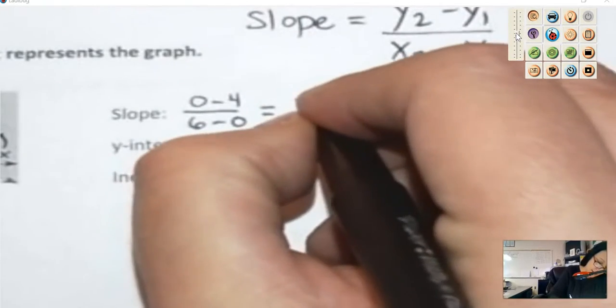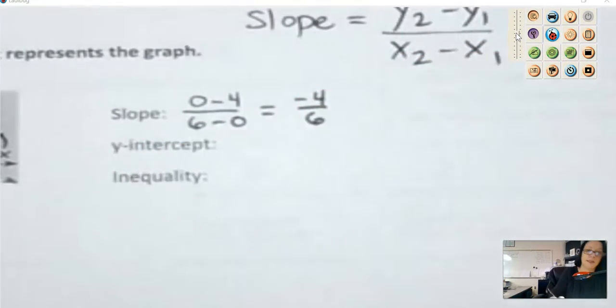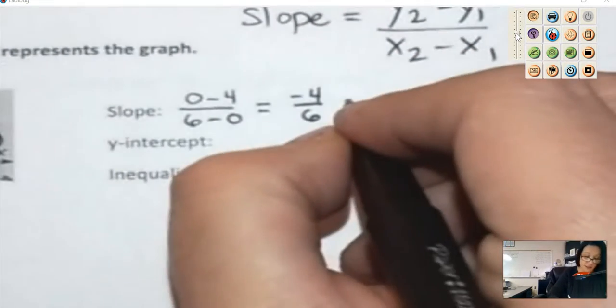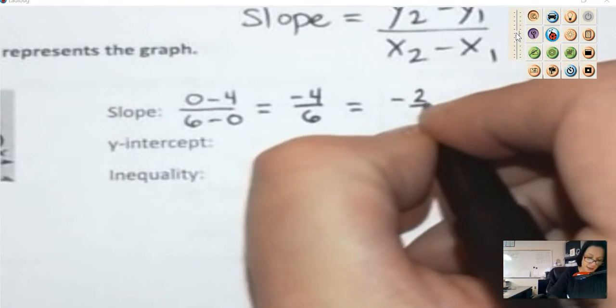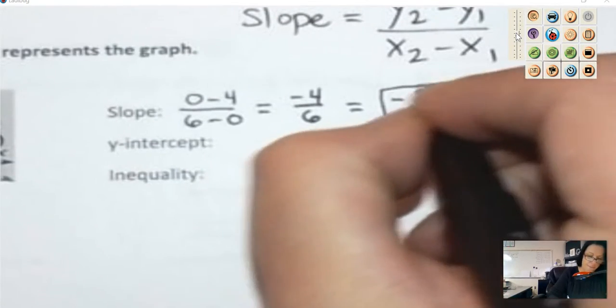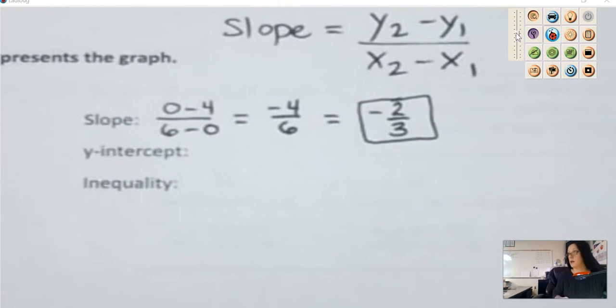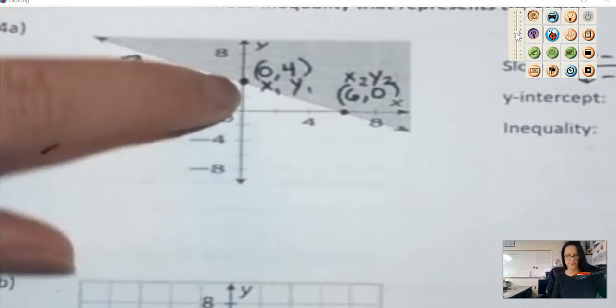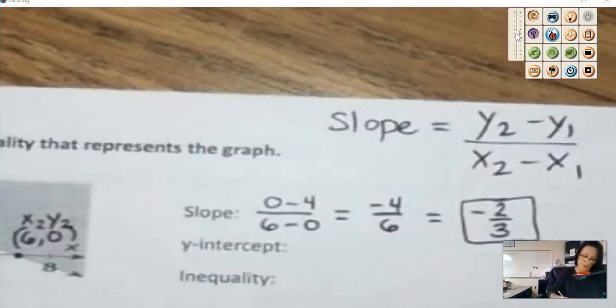0 take away 4 is negative 4. 6 minus 0, 0. Negative 4 over 6, that can be reduced. Negative 2/3 is the slope. And then the y-intercept, where does it hit on our y-axis? It hits it right there at 0, 4.